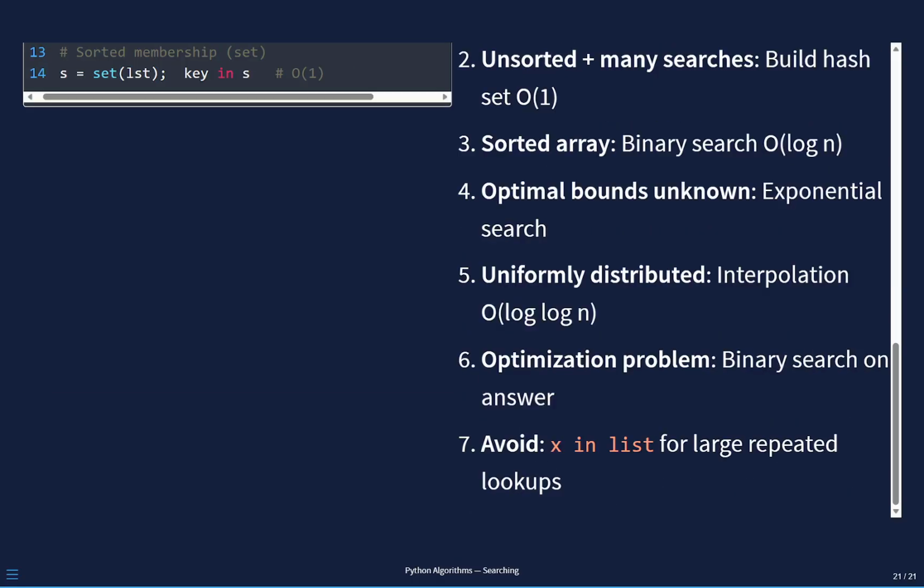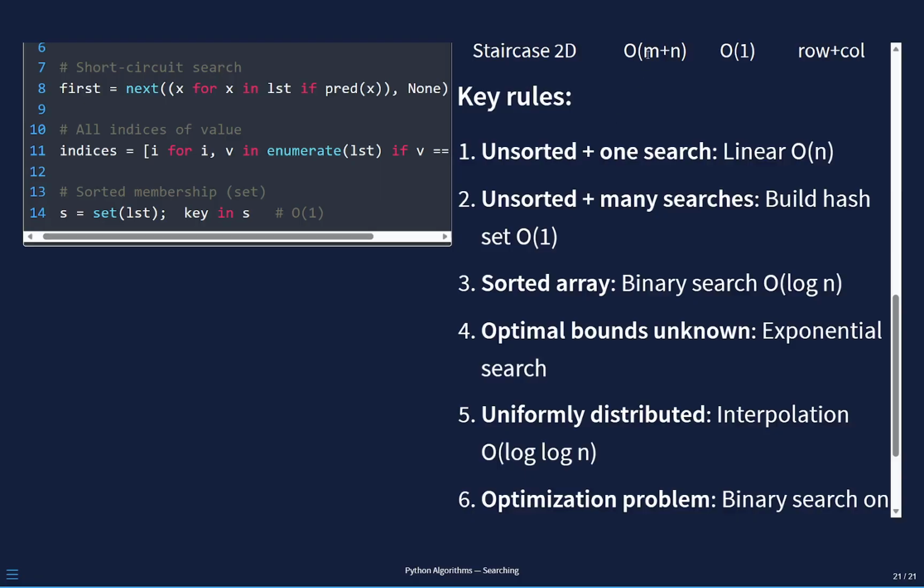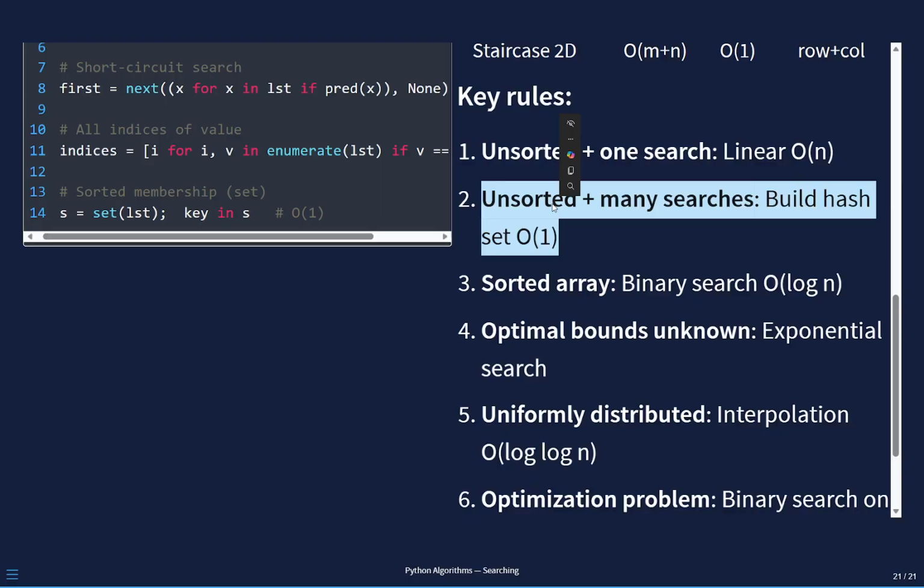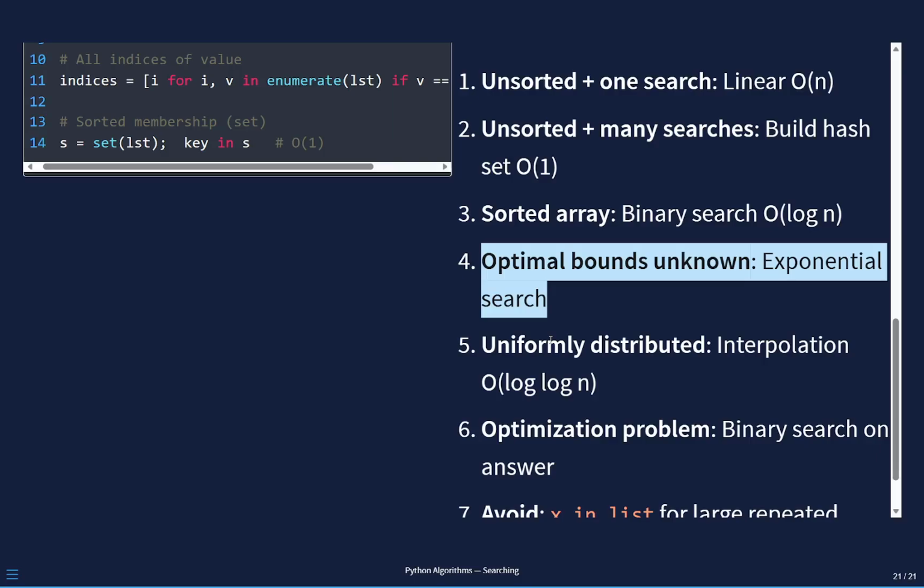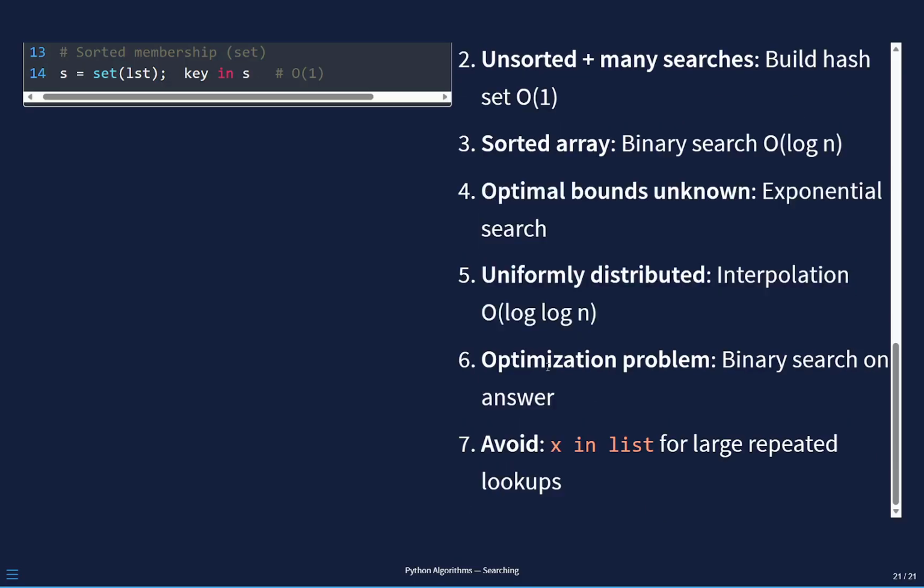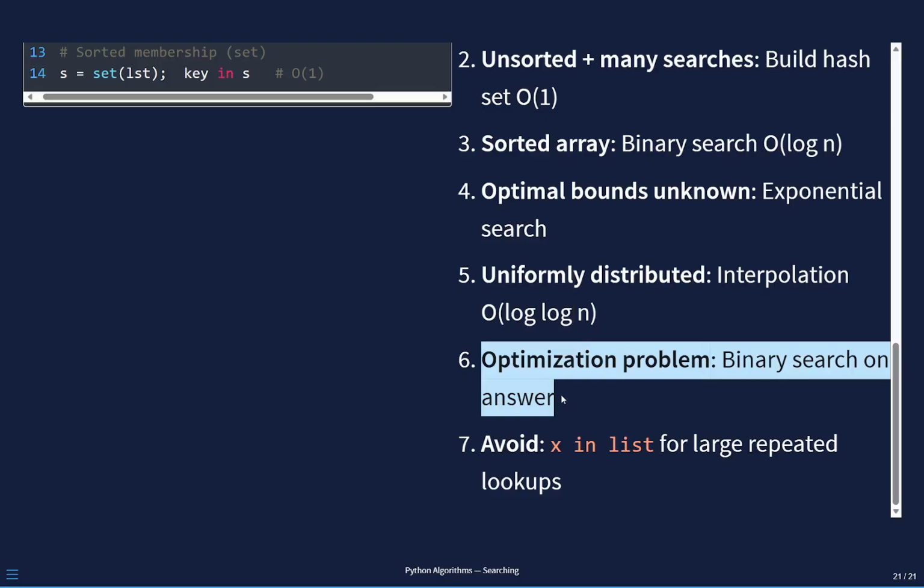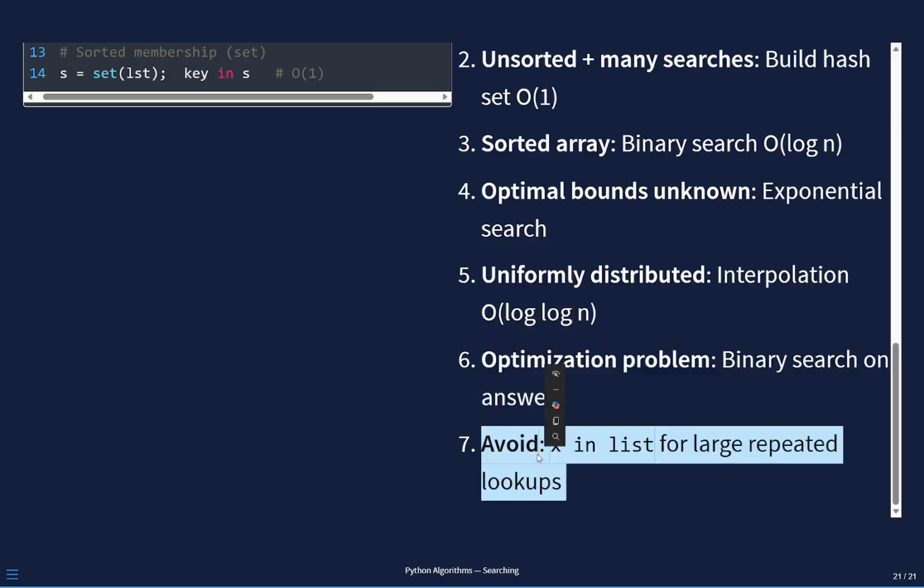Click. The 7 key rules are the summary of summaries. Unsorted, 1 search: linear. Unsorted, many searches: build hash. Sorted array: binary. Unknown bounds: exponential. Uniform distribution: interpolation. Optimization problem: binary on answer. And avoid x in list for large repeated lookups, convert to set.